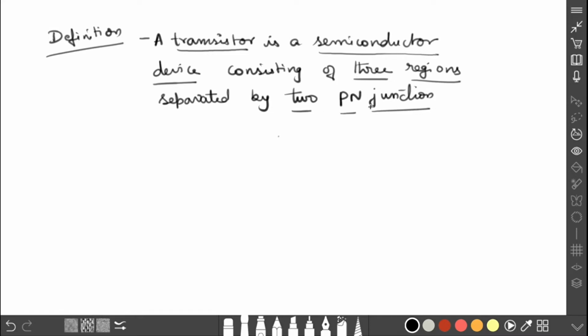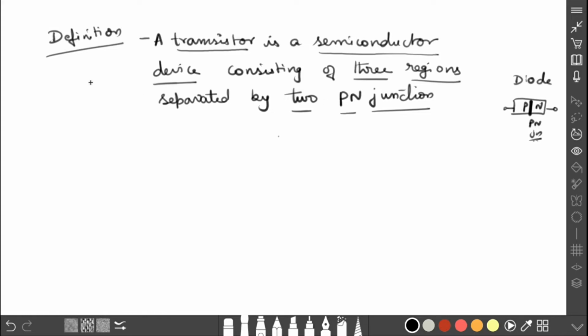Okay, so already we have an idea about the diode. A diode is nothing but a p-n junction, only one junction. Now you see what a diode is: a p-n junction. The center part is the junction, and there are two terminals here. This is one terminal, and this is the other terminal. The two terminals separated by one p-n junction make the diode. But a transistor means three regions separated by two junctions. That is the difference between the diode and the transistor.